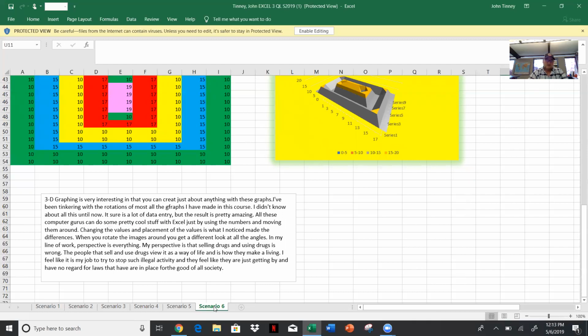And one of the things that she asked us about is perspective on things. In my line of work, perspective is just about everything. My perspective is that selling drugs and using drugs is wrong. I just don't think it's a good thing to do. We all have to take drugs for our ailments, but when we start abusing them, stealing from folks, and driving while intoxicated, doing all the stuff that people do when they're using these substances, that's where I have an issue with it.